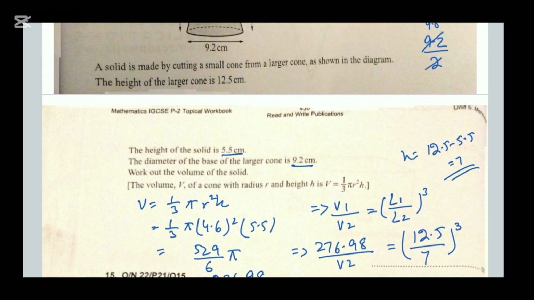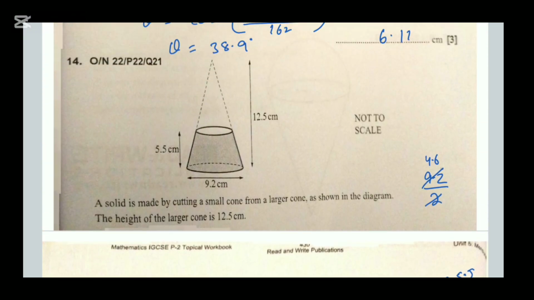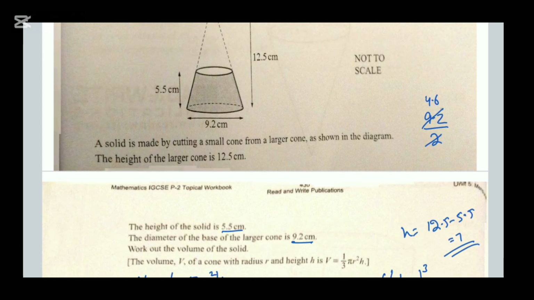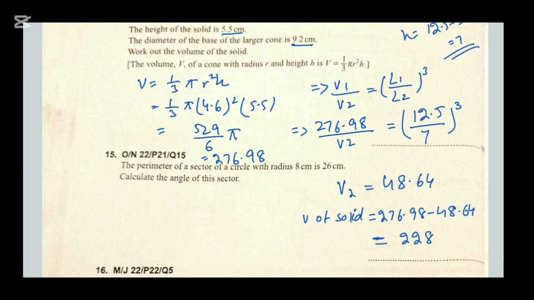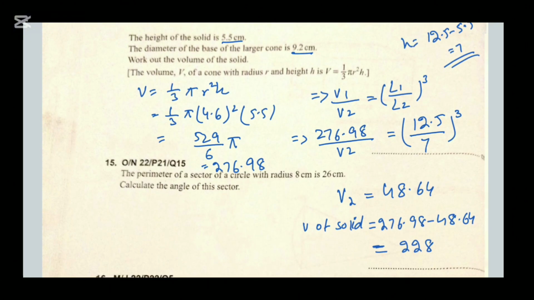So what you have to do actually is the volume of the bigger cone minus the volume of the smallest cone. This is the smallest cone and this is the biggest cone. So biggest cone minus smallest cone, you will get the volume of the solid, that is the shaded part. So this is the way. Here you have to use the concept of similarity. Okay.